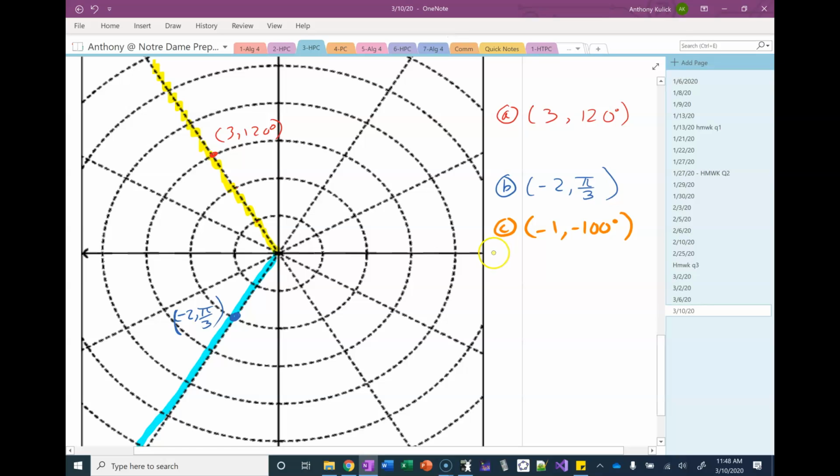So again, I'm going to start by counting to figure out where -100 is. Remember, which direction do I go for a negative angle? I go clockwise, right? The opposite direction as we were going before. So here's 30, 60, 90. So 10 more degrees is going to be like a third of one of these wedges then, right?